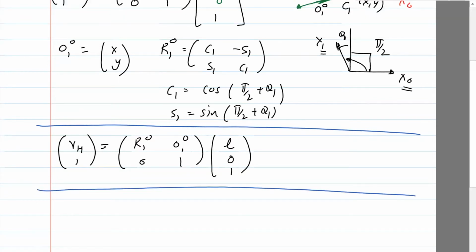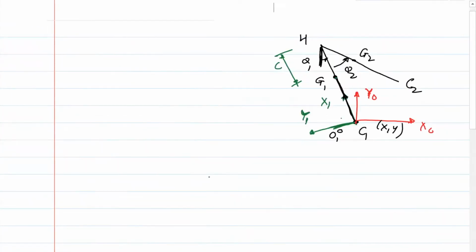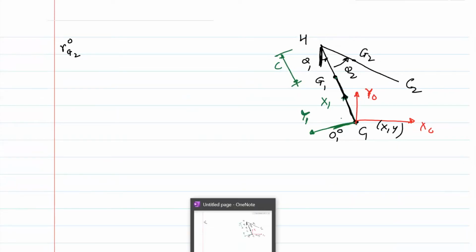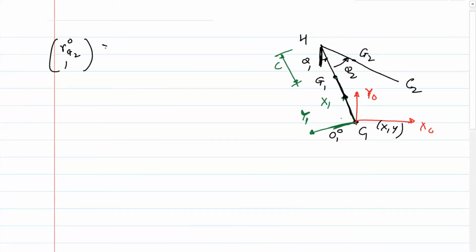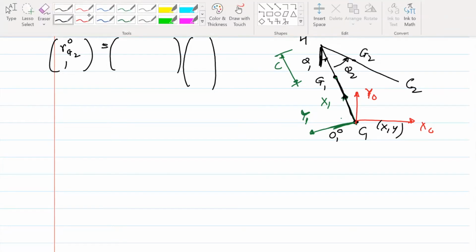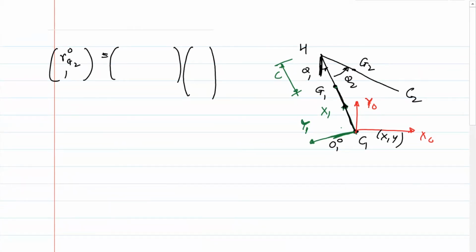Okay, next let's go and find the position of G2. I do the same thing, which is RG2 with respect to frame 1 is going to be a homogeneous transformation times the local distance of frame 2 with respect to frame 1. So the way I'll describe frame 2 is x2 will be along C2, and then y2 is 90 degrees to C2.